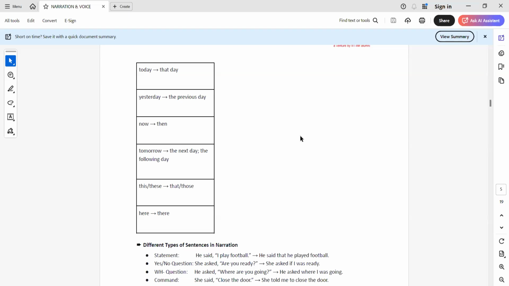Also, another rule: if any sentence inside the dialogue is in question form, you will have to add one more rule. You have to convert that question into a statement. How will you do that?